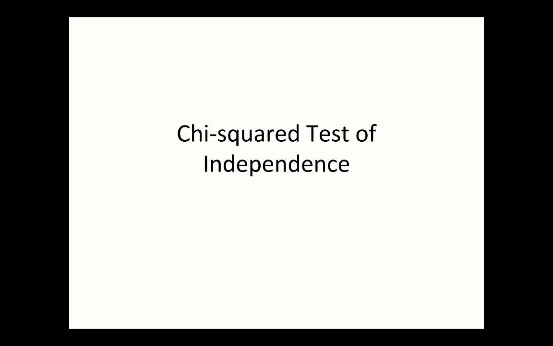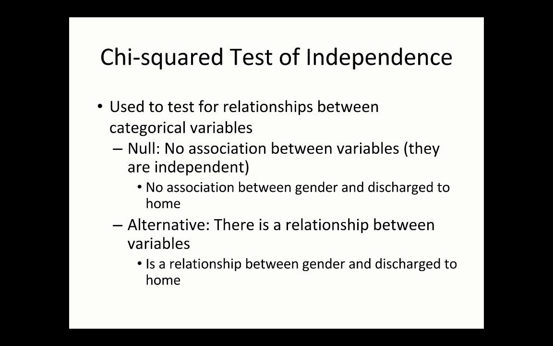Now we're going to cover some of the statistical procedures you can use to analyze categorical variables. The first we will talk about is the chi-square test of independence. The chi-square test is used to test for relationships between categorical variables. The test is quite easy to calculate by hand, but it's much easier and less error-prone to use software.